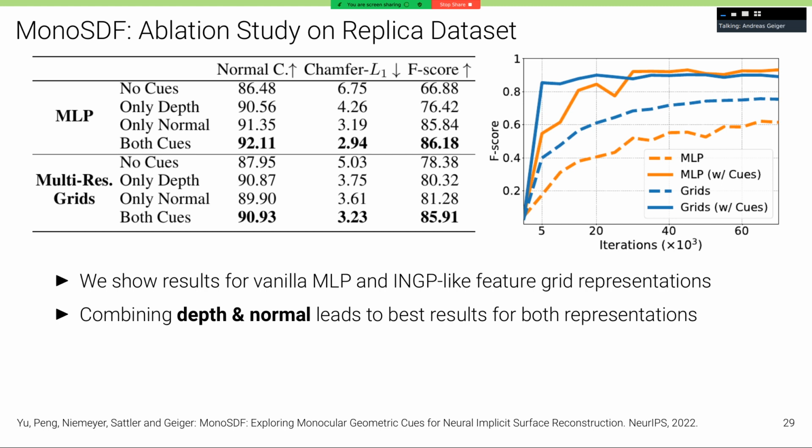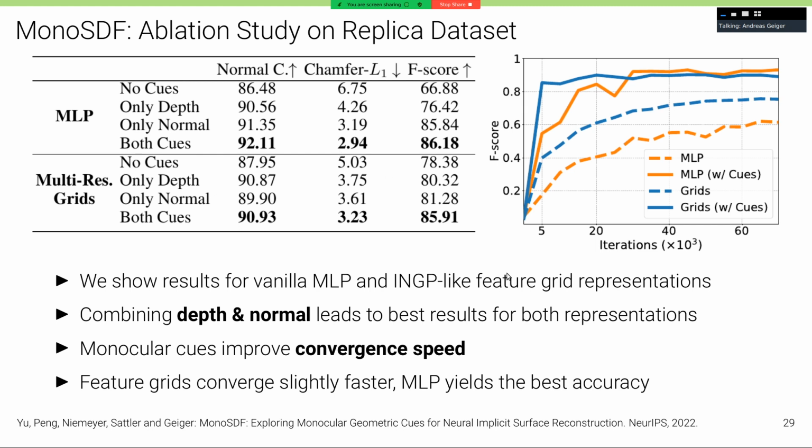Here's an ablation study on the Replica dataset. We show results for the vanilla MLP and the Instant NGP-like feature grid representations here. What we can see is that in both cases, both for the MLP and for the multi-resolution grid, we get the best performance if we use both cues, both the depth and the normal cues, though we found the normal cues to be slightly more important.